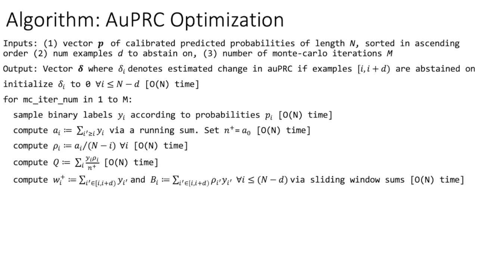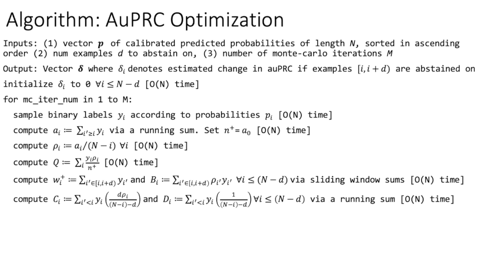The quantities wI plus and bI are found for all relevant I via a sliding window sum, and the quantities cI and dI are found for all relevant I via left to right running sums. From these, the value for delta I is incremented to reflect the change in AuPRC that would be produced by abstention in this Monte Carlo iteration. Finally, the values in the vector delta are normalized by the number of Monte Carlo iterations m and returned.